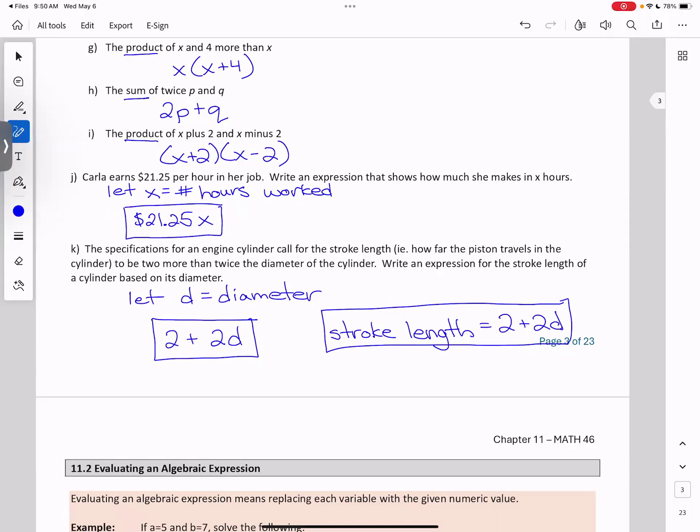Okay, I hope those were fun. I find those puzzles fun. Once you get used to converting the words into math, these can be a lot of fun.